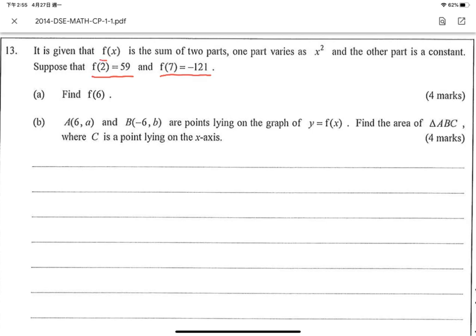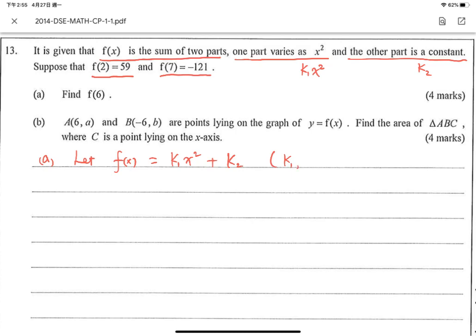So here, let's read the question. It's given that f(x) is the sum of two parts. One part varies as x squared, which means k1 x squared, and the other part is constant, which means k2. So for part A, we can let f(x) be the sum of two parts: one is k1 x squared, another one is constant k2. You need to state that k1, k2 are not equal to 0, non-zero variation constants.